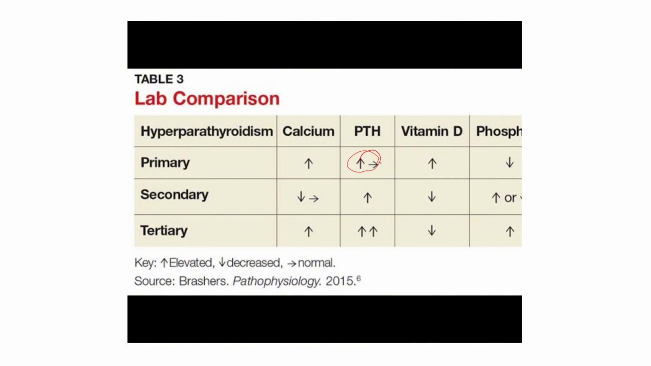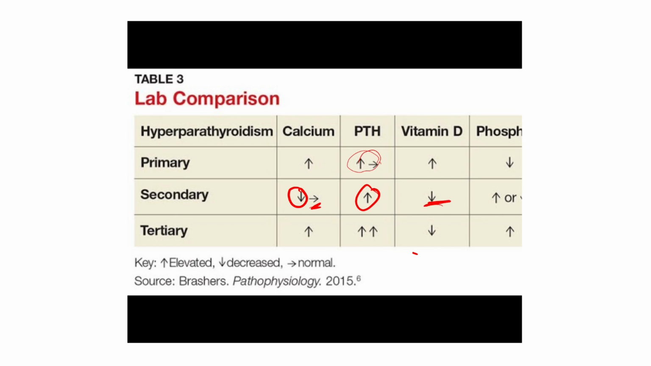Vitamin D also will increase because you want to reabsorb more calcium, so the vitamin D will increase in the body. Not always the case, sometimes it's normal, but keep in your mind that those two should be high, the parathyroid and the calcium. In secondary, as we said, there is a chronic kidney disease, so the kidney is not absorbing calcium, so the calcium will be low, sometimes normal, and the parathyroid will be high, trying to compensate here. Vitamin D is also low.